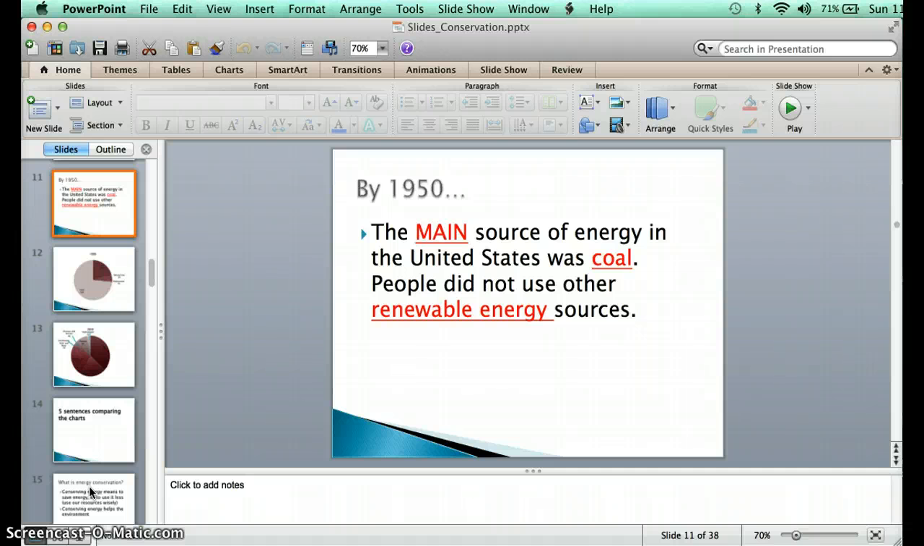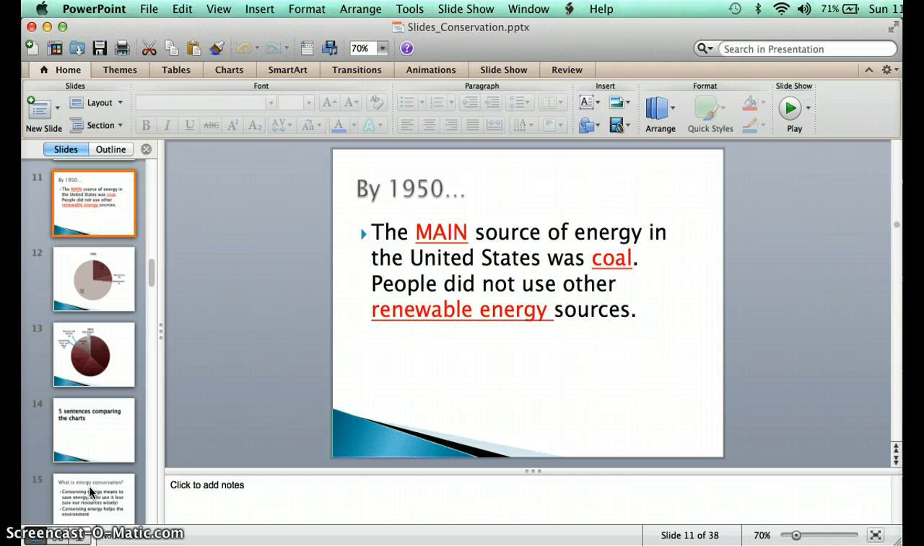Okay, so as you can tell, the main source of energy in the US was coal. Okay, all the way up to 1950 and around the 1950s, we were using coal a lot to power our lives, especially for electricity. Okay, we were also using oil and natural gas for different parts of our lives, especially with automobiles, but mostly we were using coal for electricity.